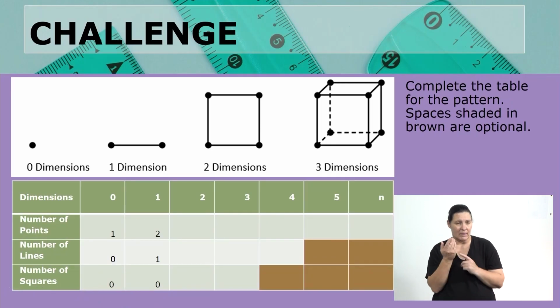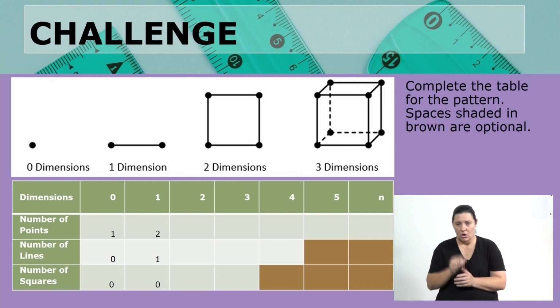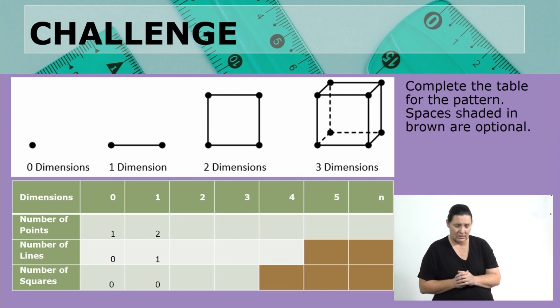Let's end off our lesson with a nice challenge. So, in the diagram here, we can see that we've been given dimensions. So, 0 dimensions, 1 dimension, 2 dimensions, and 3 dimensions. So, we need to complete the table for the pattern of what is there in our diagram. So when we look there, let's, for example, take the first one.